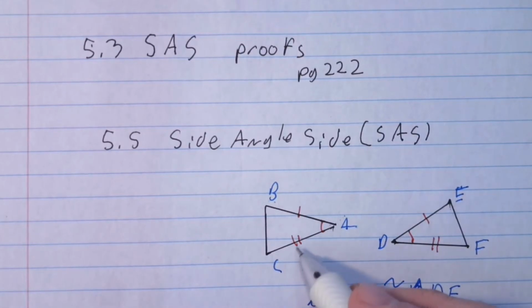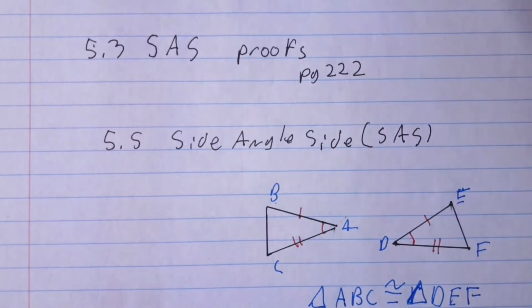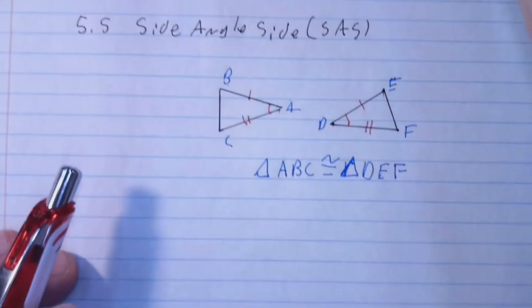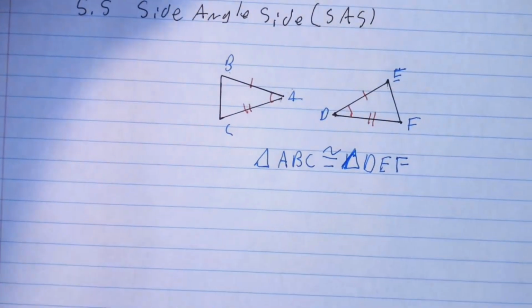A and C share the double line. D and F share the double line, so this is what it will be. And I realize it's kind of at the end of it. There we go. So side angle side. We're going to use this to do some proofs.